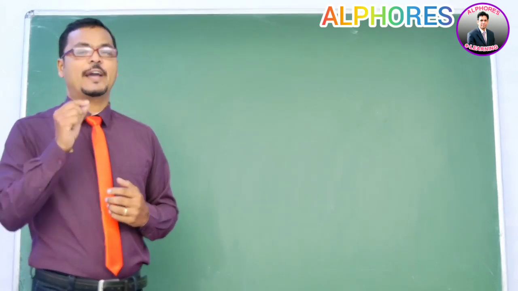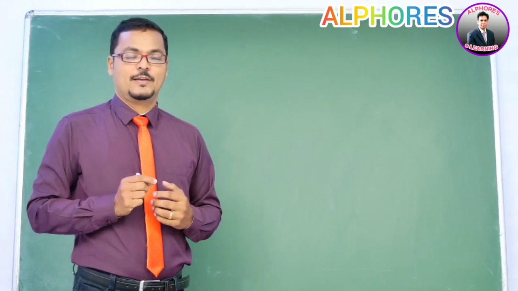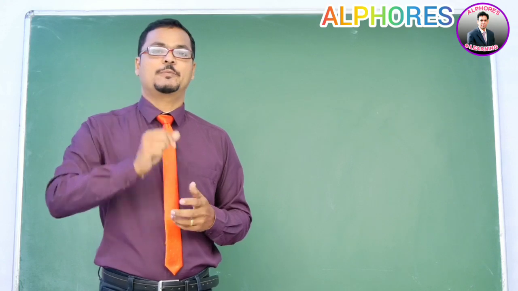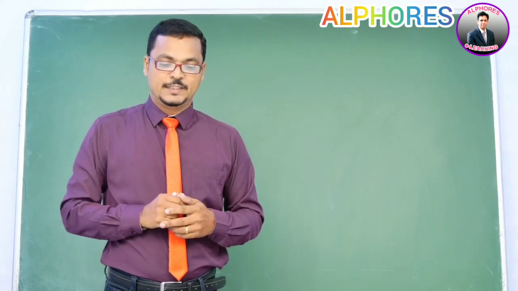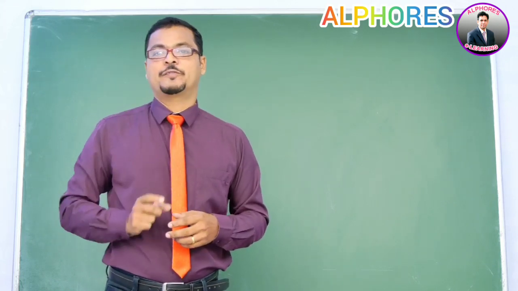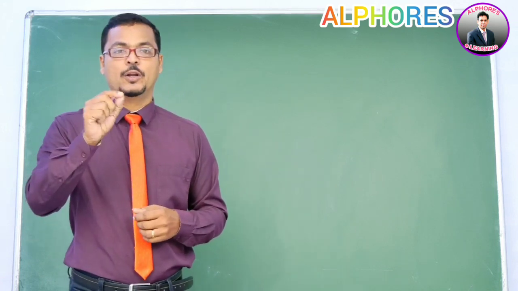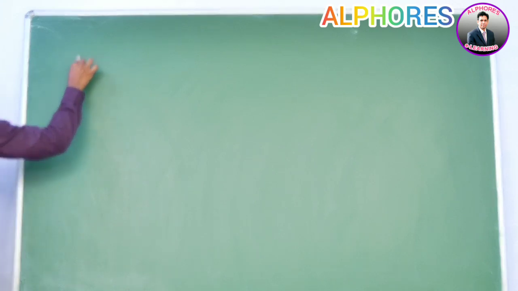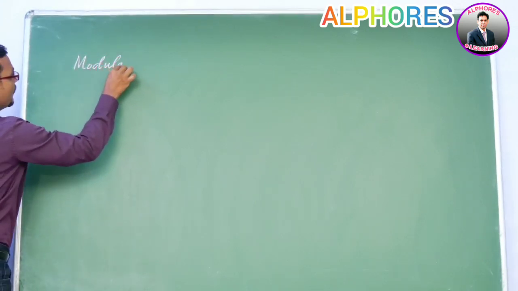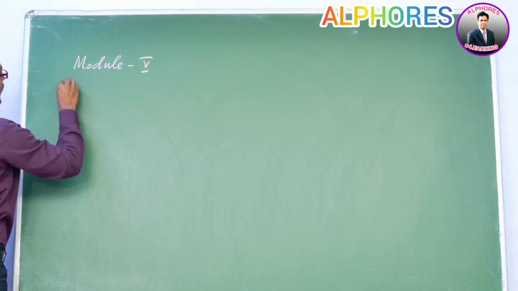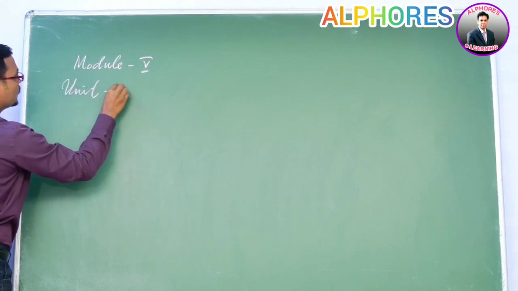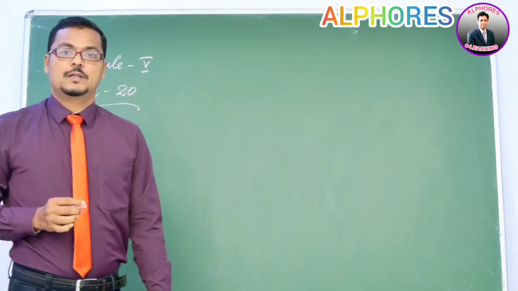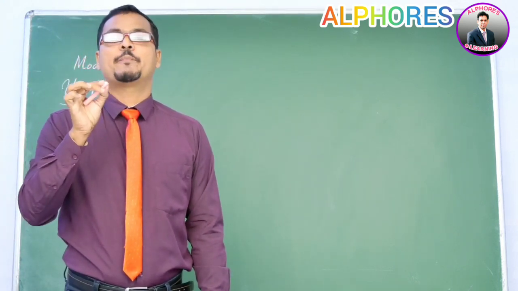Students, today we are going to look at one of the composition bits given in our textbook. It comes in the 5th module of the text, module 5, unit 20. It is describing a process.